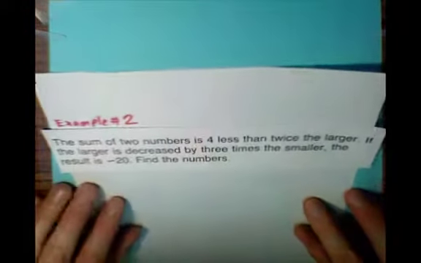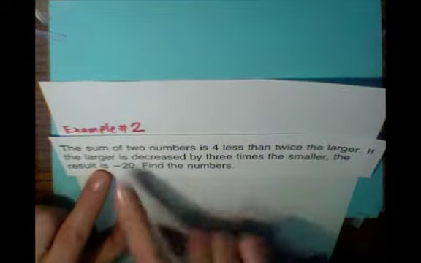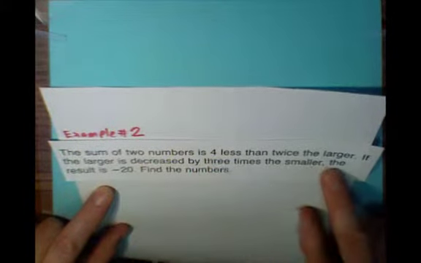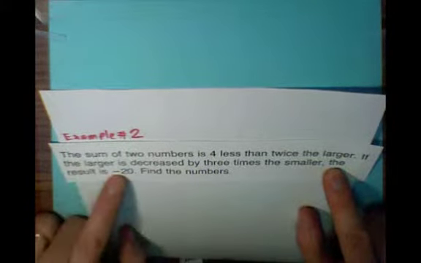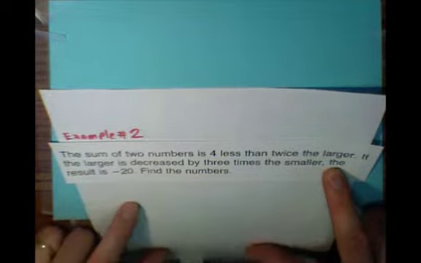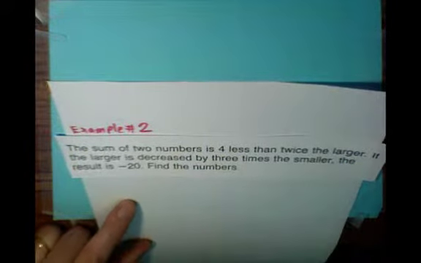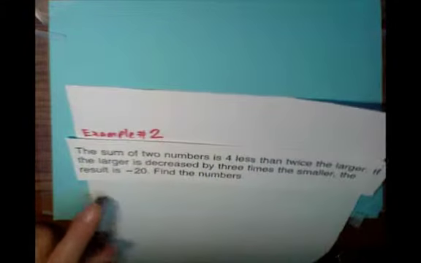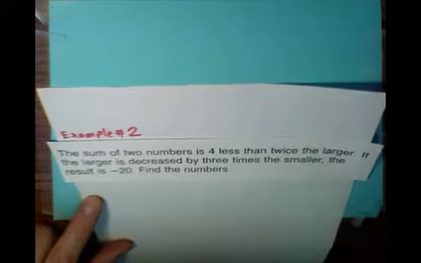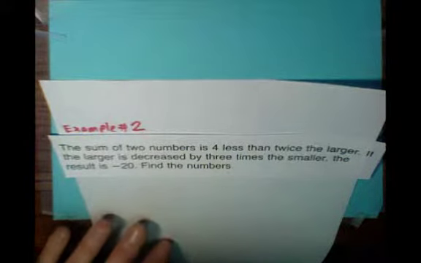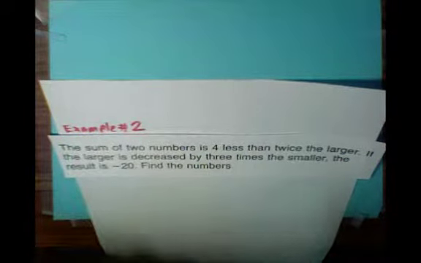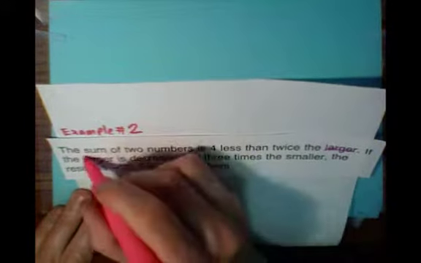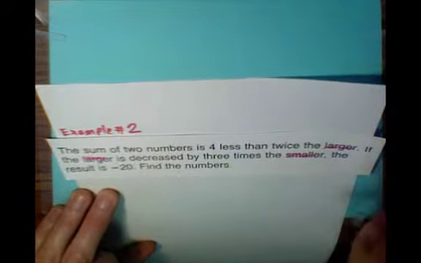So in example 2, the sum of two numbers is 4 less than twice the larger. If the larger is decreased by 3 times the smaller, the result is negative 20. Find the numbers. Now again, we first have to identify the unknowns and write variables. So our unknowns are obviously the two numbers, and some people might be tempted to use x and y. But notice the wording that they use. It talks about the larger, and it talks about the smaller.